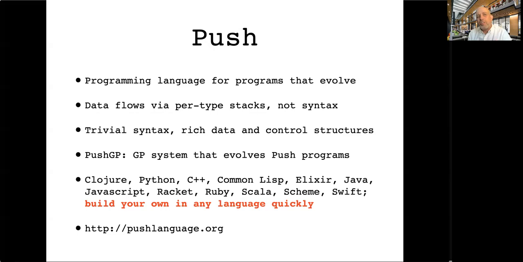Rich control structures usually come with some new syntax, not in every programming language, but in many of them. And so you usually get complex syntax along with your complex semantics. But in Push, these things are divorced so that, no matter what, you have a completely trivial syntax, almost no syntax really. And yet, because of the way that code manipulation instructions work, which we'll cover shortly, you can have rich data and control structures.